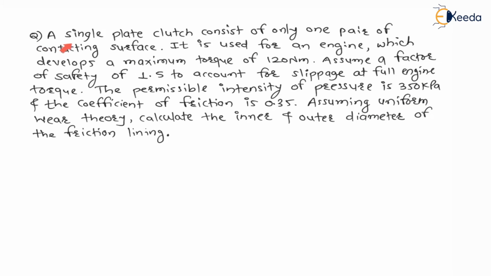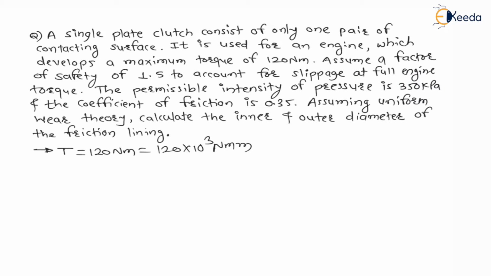The question is, a single plate clutch consists of only one pair of contacting surface. One pair of contacting surface means single plate clutch. It is used for an engine which develops a maximum torque of 120 Newton meter. Now, the engine is developing maximum torque of 120 Newton meter, which is nothing but 120 into 10 to the power 3 Newton mm. Again, assume a factor of safety of 1.5 to account for slippage at full engine torque.